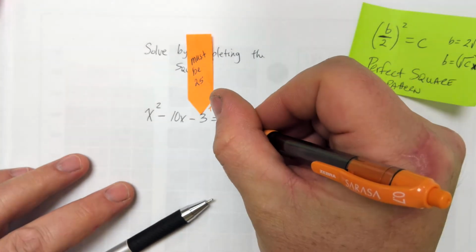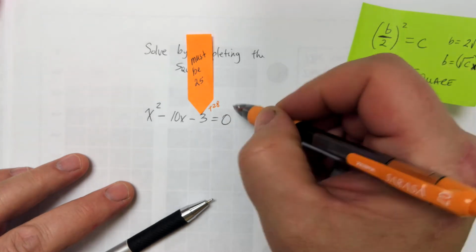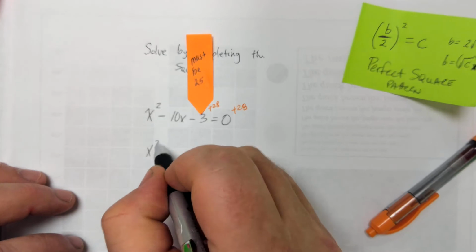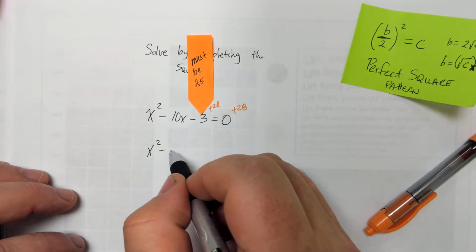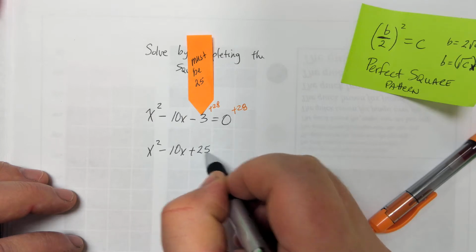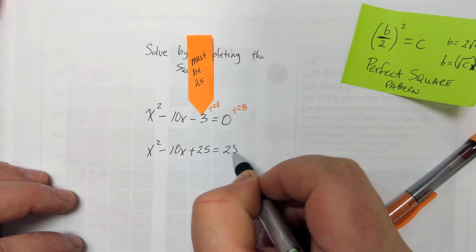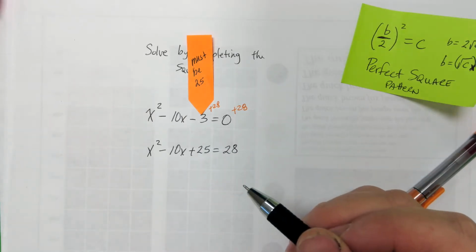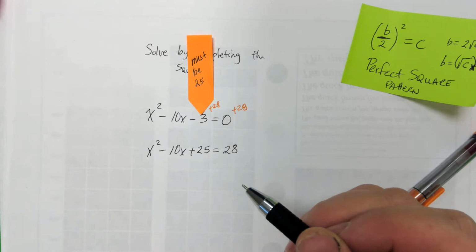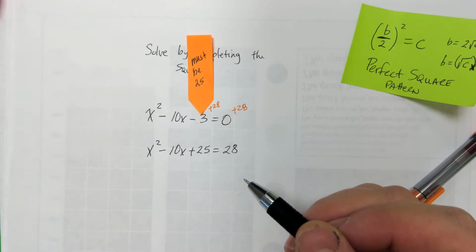But if you do it to one side of the equation, you also have to do it to the other, correct? So here's what I got. I got x squared minus 10x plus 25 equals 28. Do you see? Don't get worried about what's next. What's next is actually pretty easy.